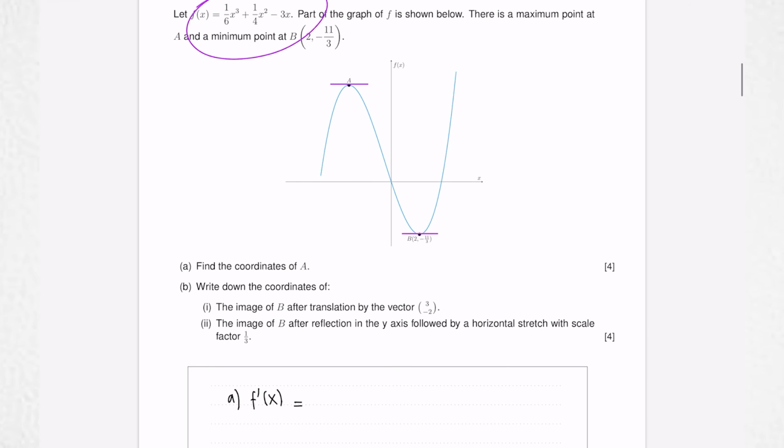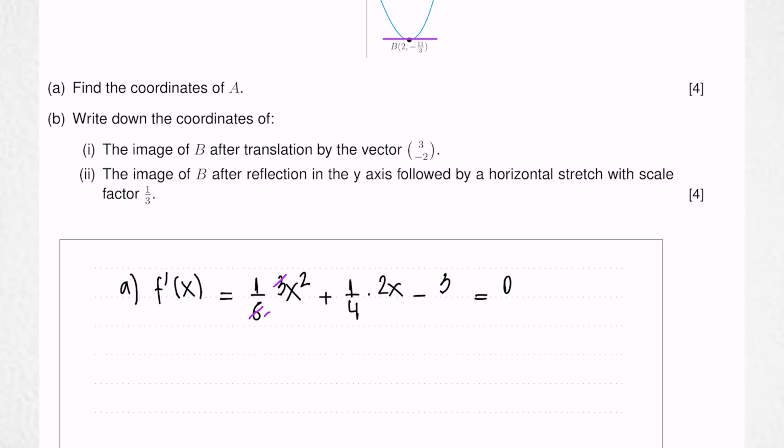So let's first differentiate this. F prime of x equals 1 over 6 times 3x squared, which is the derivative of x cubed, plus 1 over 4 times the derivative of x squared, which is 2x, minus 3. And that is it. We make this equal to 0, which means that you can first simplify these by 3 and by 2, and then multiply both sides of this equation by 2, which gives you x squared plus x minus 6, which is 0.